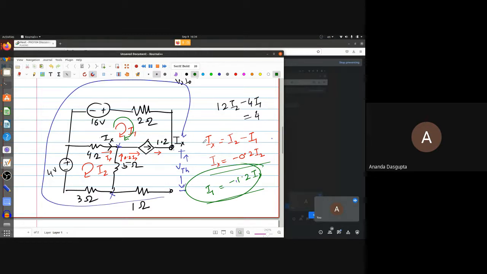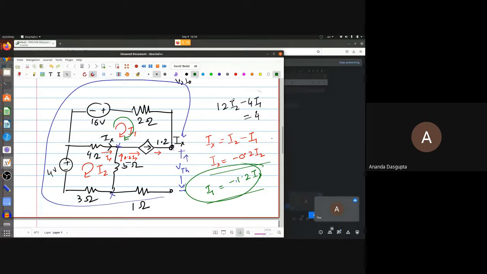I'm not saying that the other thing is wrong. All I'm saying is this one should be more natural to think about. So now that you have I1 equals minus 1.2 Ix, from that you can easily find out the relationship between Ix and I2. Now you're done. You can just put this in, find out I1, I2. Okay.